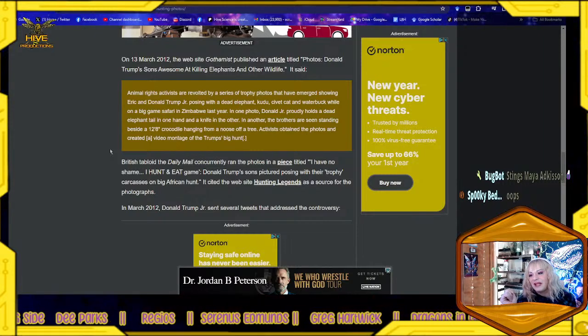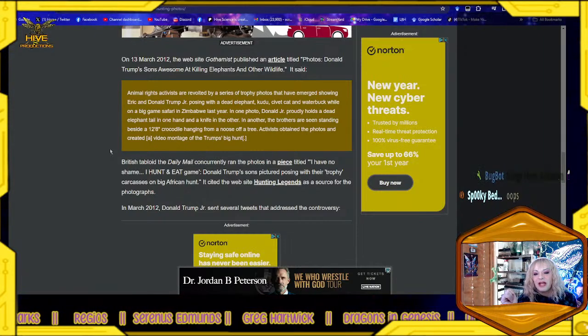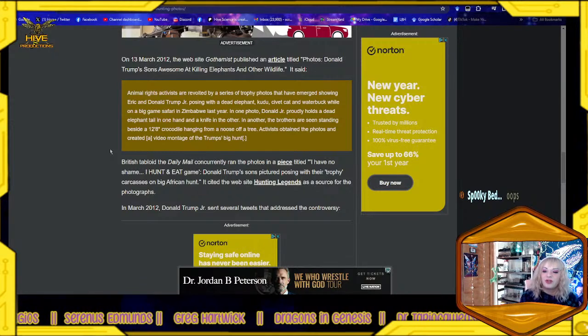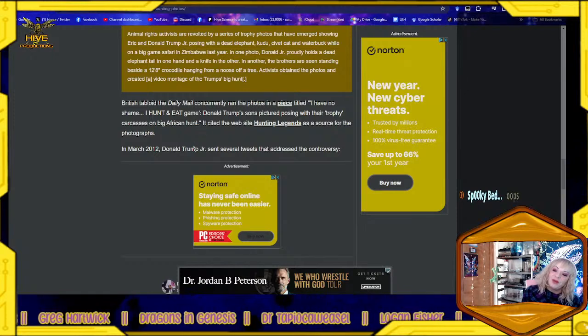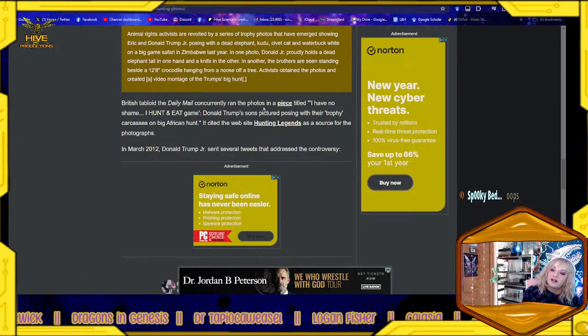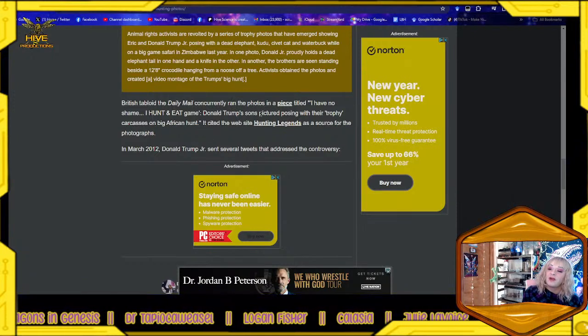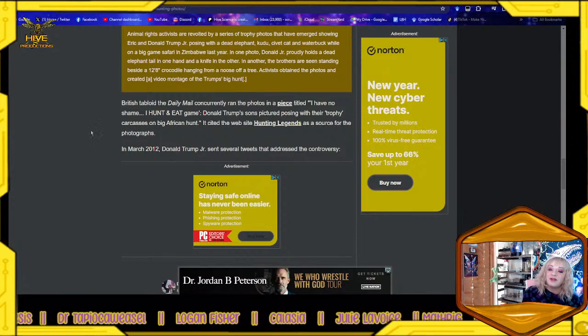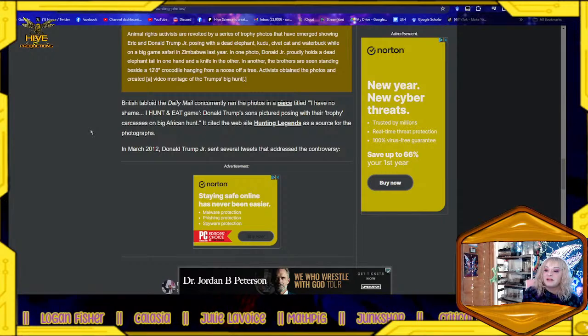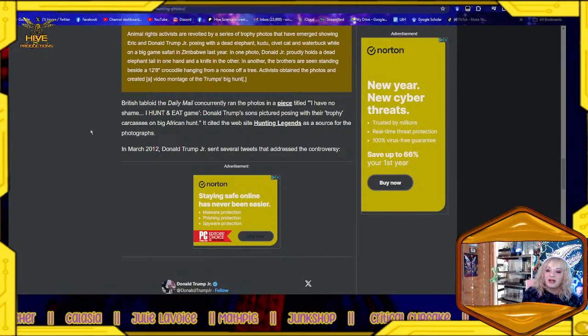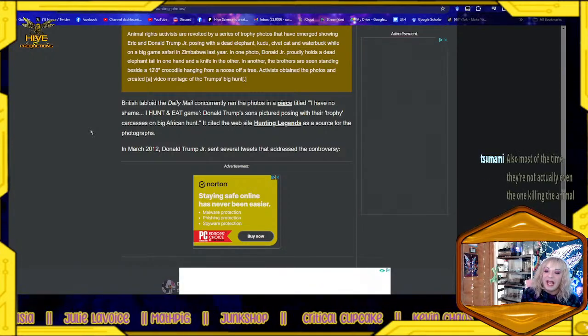Activists obtained the photos and created a video montage of Trump's big hunt. The British tabloid, the Daily Mail, concurrently ran the photos in a piece titled, "I Have No Shame, I Hunt and Eat Game: Donald Trump's sons pictured posing with their trophy carcasses of big African hunt."